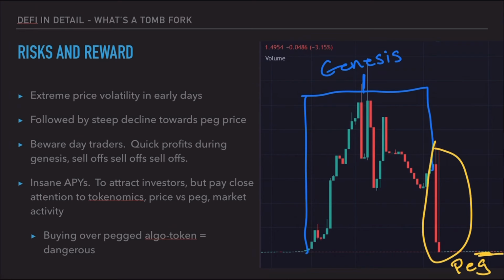This is a pretty standard visual of what these things look like early on. The Genesis pools are a very lucrative opportunity for day traders. They'll take these quick profits. If you are in a Genesis pool where it's essentially printing you new tokens just for staking up your tokens, and it shoots up 10, 20 times, this is a great opportunity for day traders to sell, sell, sell. And that's why you will see these crazy roller coasters, ups and downs, and eventually just an absolute crash down to the price of the peg.